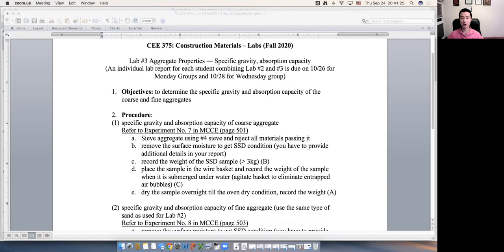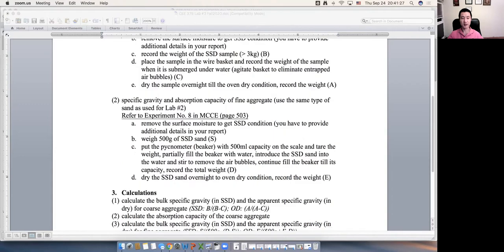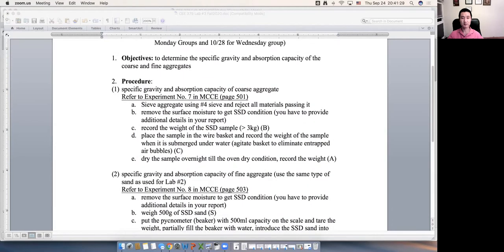So we have basically two tests to measure the specific gravity and absorption capacity of coarse aggregate and sand. The first one is specific gravity and absorption capacity for coarse aggregate. Refer to experiment number 7 in our textbook.